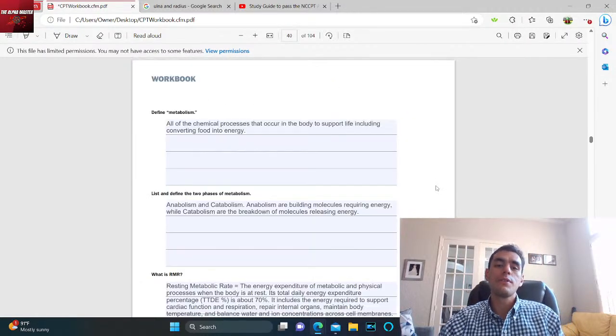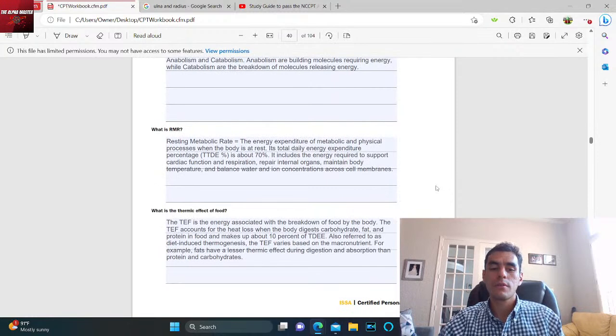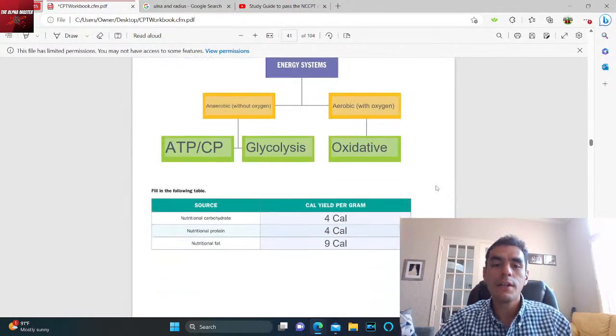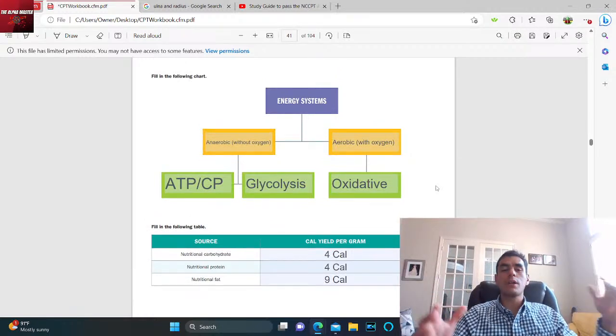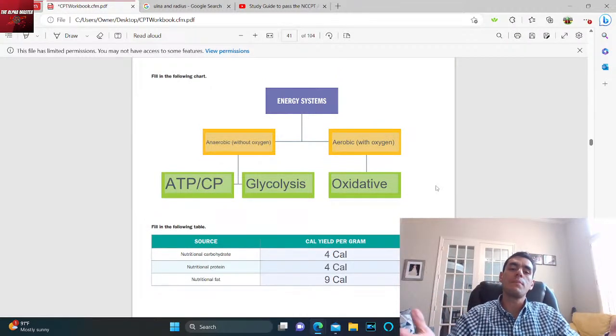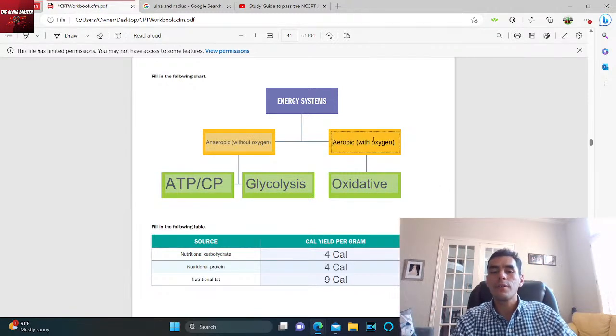Now, this is going to be filling the following charts. This is going to be energy systems. You have anaerobic, without oxygen. You have ATP-CP and glycolysis. Aerobic, with oxygen, you definitely have oxidative.